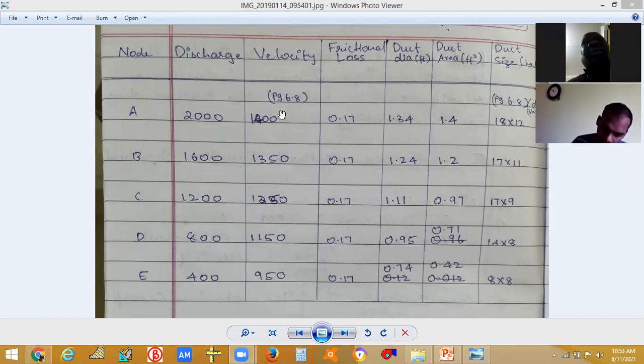Two formulas: Q is equal to A into V, in which you know Q, you know D, then find the area. The formula of area is equal to pi by 4 d square. From that you find D. The D you will be getting in feet. That feet you convert into inches by multiplying by 12. When you get diameter in inches, you just equate it in the FL equation and you get the value of friction loss. That's all.